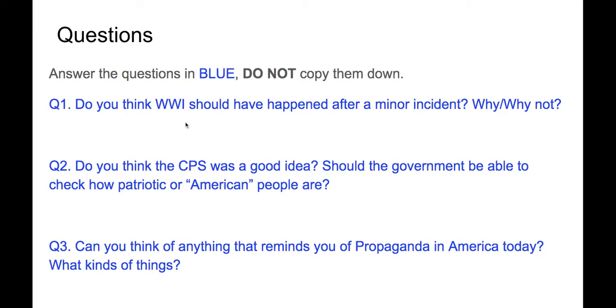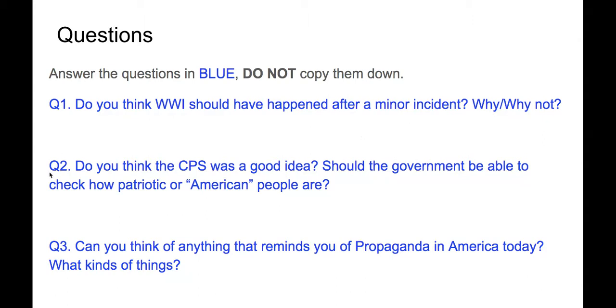So number 1, do you think World War I should have happened after a minor incident? Remember that minor incident was that an American leader was killed. Do you think that should have caused this whole world war to happen? Why or why not? Here's how you need to answer this. I think that the war should have happened, or the war should not have happened because, right? Do you think it was okay for a person to get killed? But should that have caused a whole world war to happen? There's no right or wrong. You just need to answer the question.